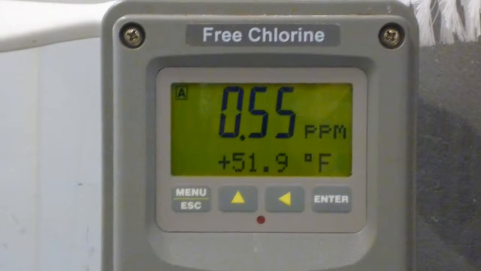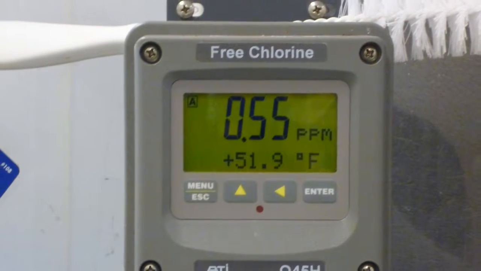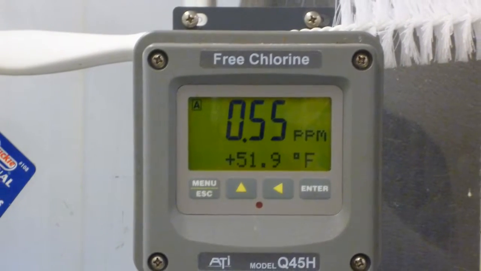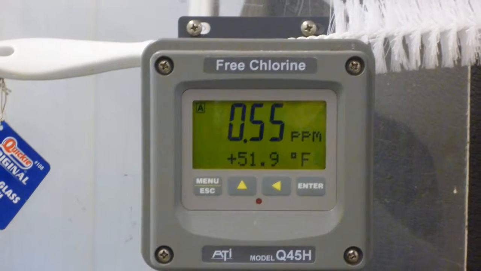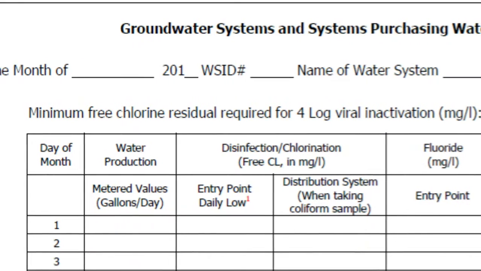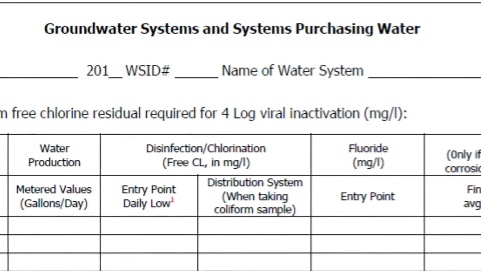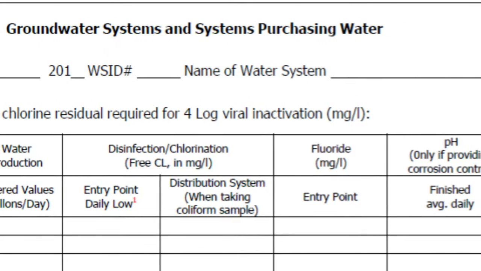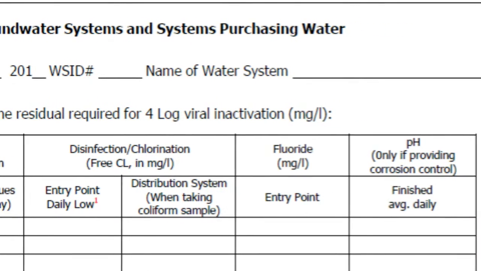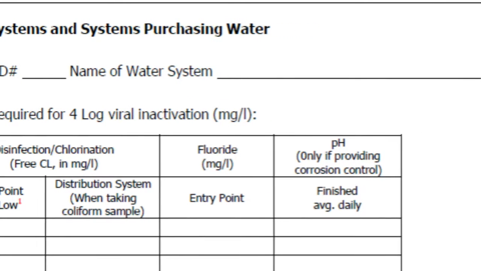Apart from daily meter values for tracking water usage, groundwater systems with a population over 3,300 are required to continuously monitor for free chlorine residual. Page 2 is where systems enter their daily water flow information, results of daily chlorine residual analysis, the chlorine residual in distribution on the day or days that coliform samples were taken, and other information like pH, fluoride, and phosphate residual.